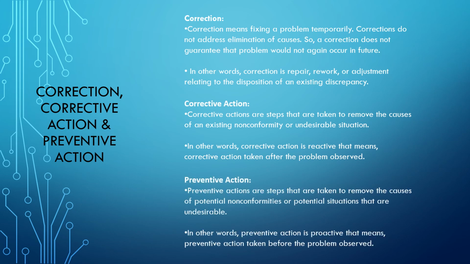So now next is preventive action. Let's understand what is preventive action. Preventive actions are steps that are taken to remove the causes of potential nonconformities or potential undesirable situations. In other words, you can say preventive action is proactive, that means preventive action is taken before the problem is observed. So let's understand again with the example of incorrect labeling.